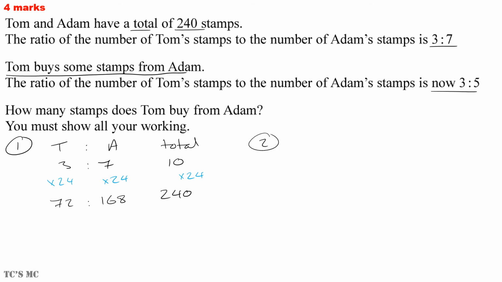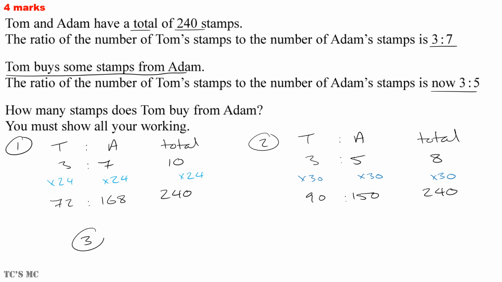Step 2, Tom, Adam, and total. We are now going to work out how many they have after their exchange. So the ratio is now 3:5. That's 3 parts to 5 parts, making it 8 parts in total. We still have 240 stamps in total that we're working with. 8 multiplied by 30 is 240. Do the same over here and over here. That gives us 90 and 150. Now we have 3 marks.